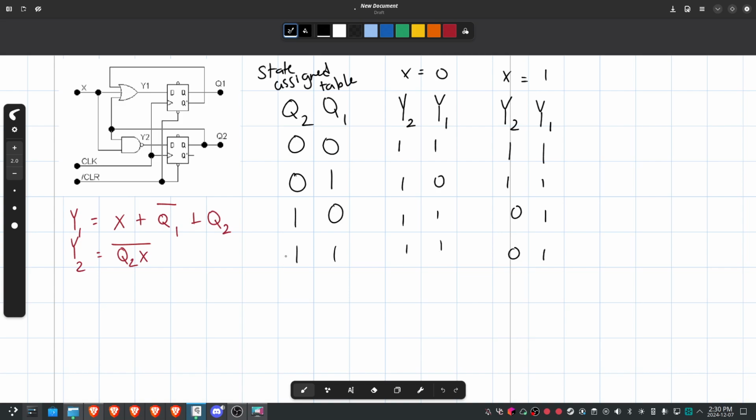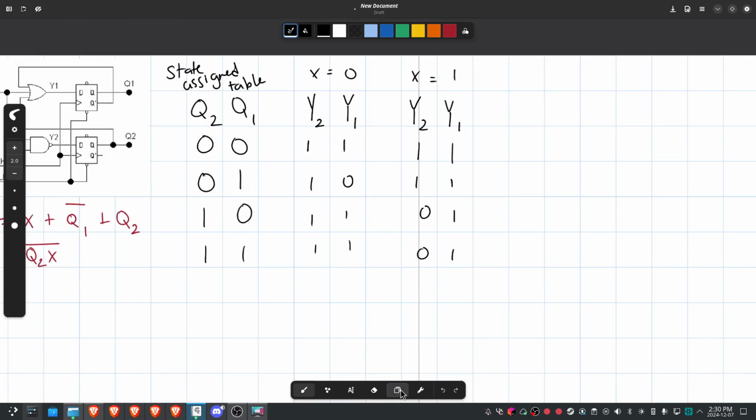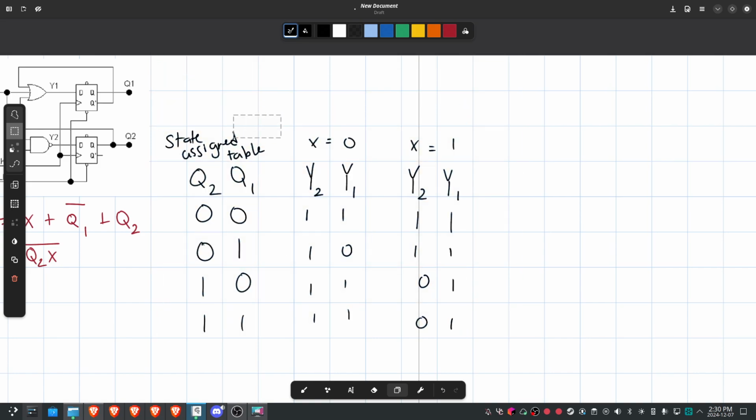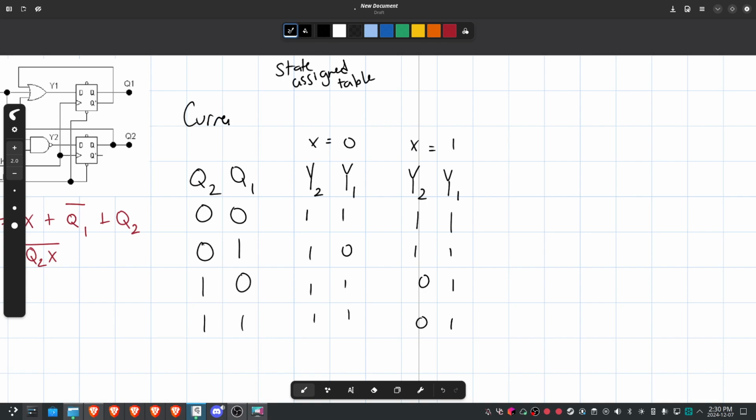So this is our state assigned table. We have our current state, and then if X is 0 or X is 1, you move on to the next state. So here, let me move this down just to right on top. State assigned table. This is the current state. This is going to be the next state. Well, technically, it's still the current state, but these Y2 and Y1 will become Q2 and Q1, thus the next state, right?